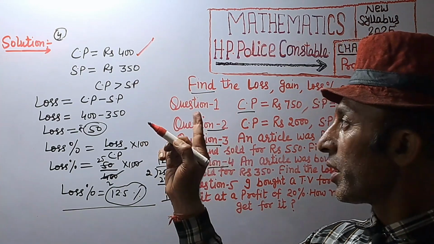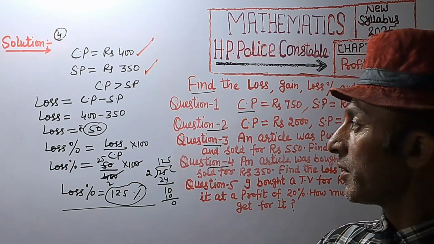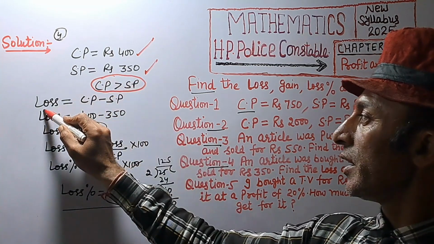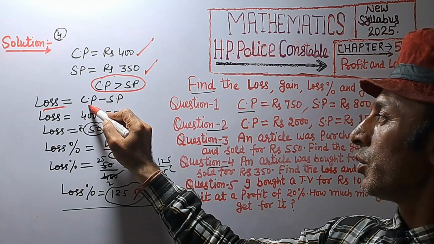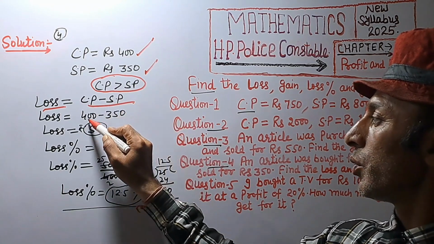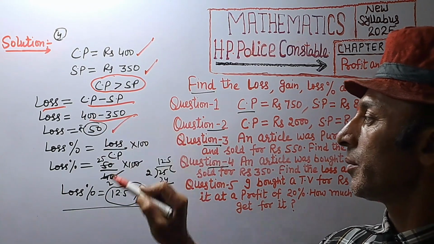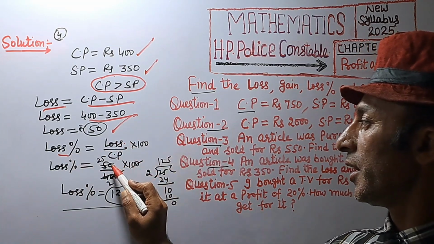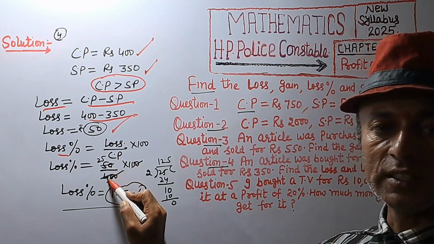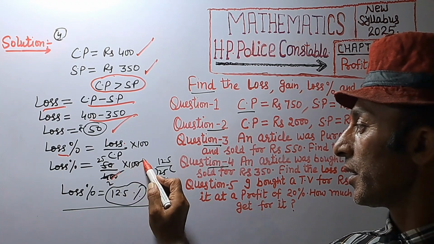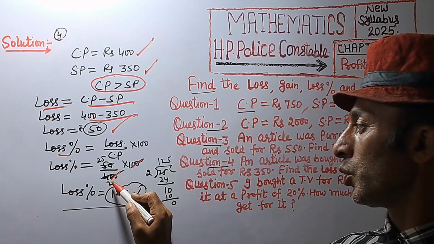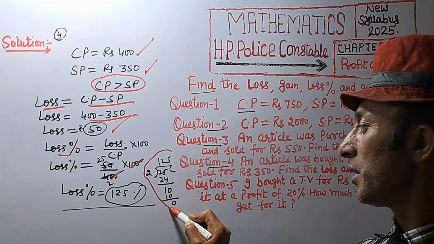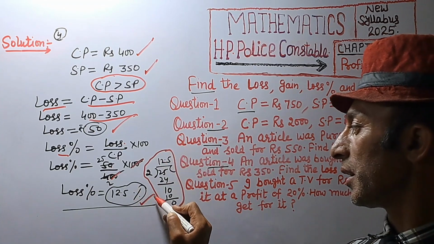Cost price is rupees 400 and selling price is 350 rupees. Cost price is greater than selling price, so we get loss equal to cost price minus selling price. 400 minus 350, that is 50 rupees. So loss percent equal to loss upon CP into 100. Loss is 50 rupees, cost price is 400 multiplied by 100. 0, 0 cancel. 2 2s are 4, 25 2s are 50, and 25 divided by 2, and we get 12.5%. Answer.